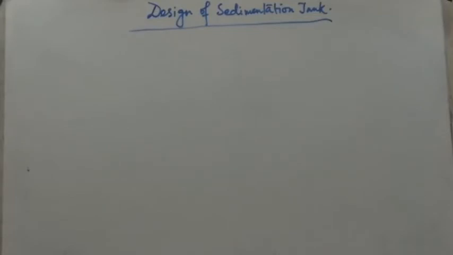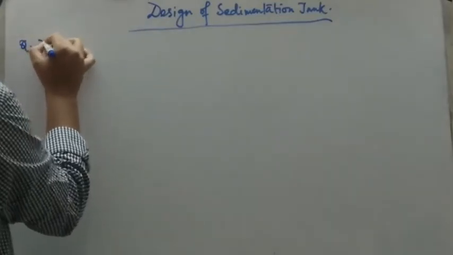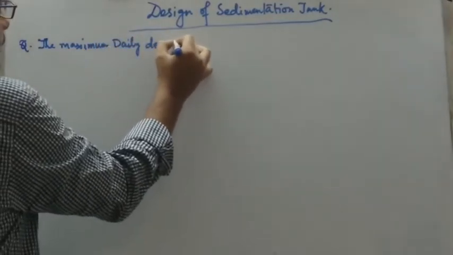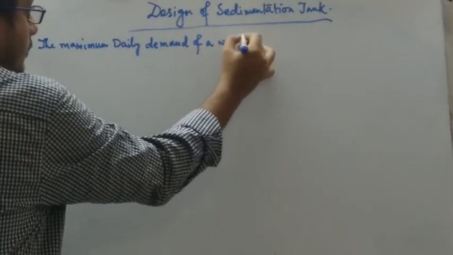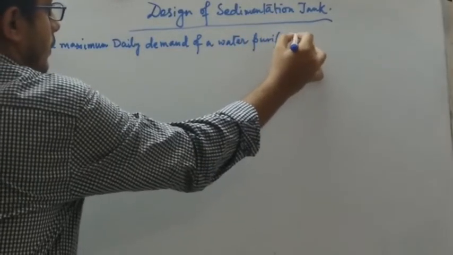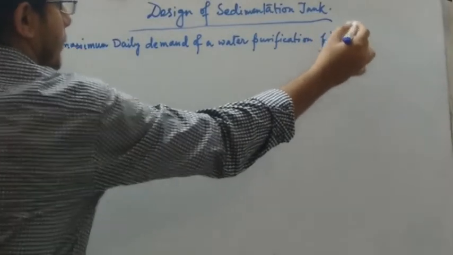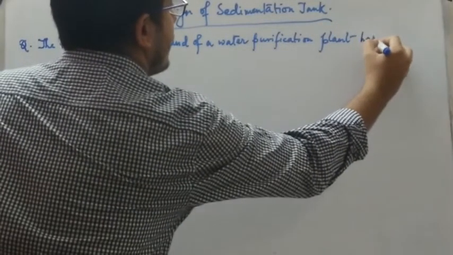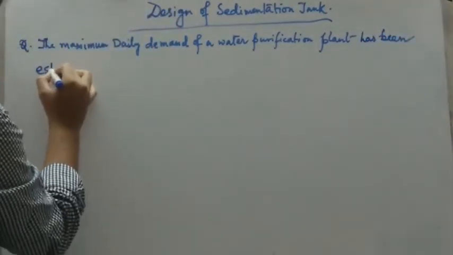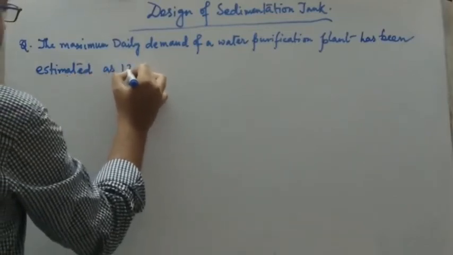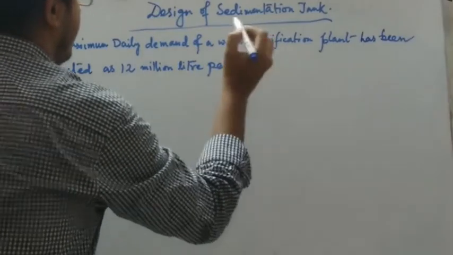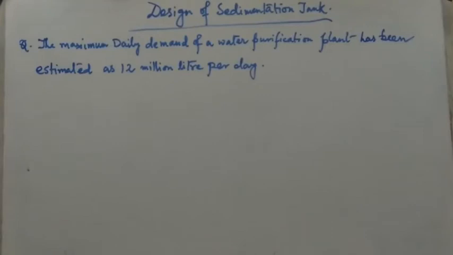The maximum daily demand of a water purification plant has been estimated as 12 million liter per day. So this is the question. The maximum daily demand of a water purification plant has been estimated as 12 million liter per day.